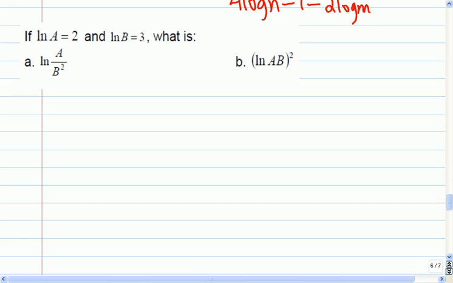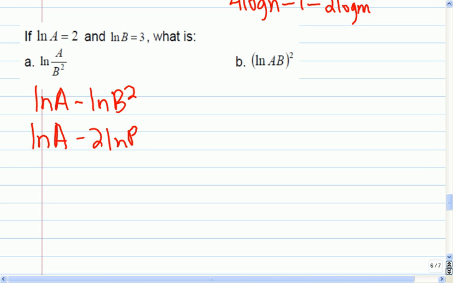Okay. So if the natural log of some value a equals 2 and the natural log of b equals 3, what is the natural log of a over b squared, the natural log of ab squared? So I get negative 4 for this first example.